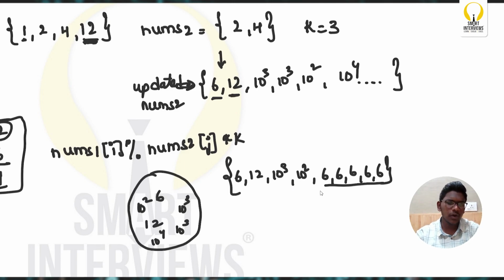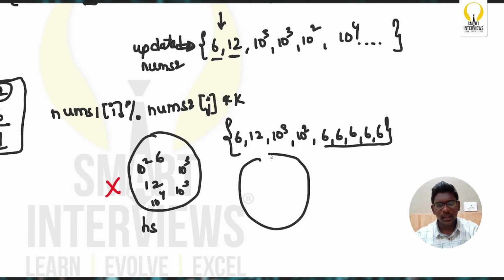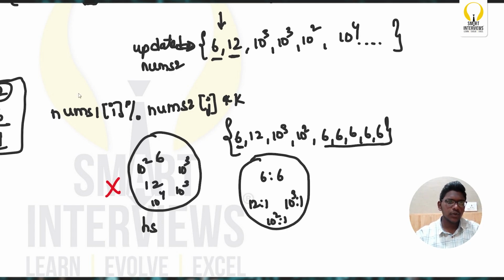So instead, what do you have to maintain? Instead of a hash set, you need to maintain a hash map. So what will you store in the hash map? The element and corresponding frequency. For this element 6, what will you store? 1, 2, 3, 4, 5, 6. As the frequency of the element 6 is 6, you will store 6, 6. 12, 1, 10 power 3, 1, 10 power 2, 1, and so on. This is the way you use a hash map data structure.